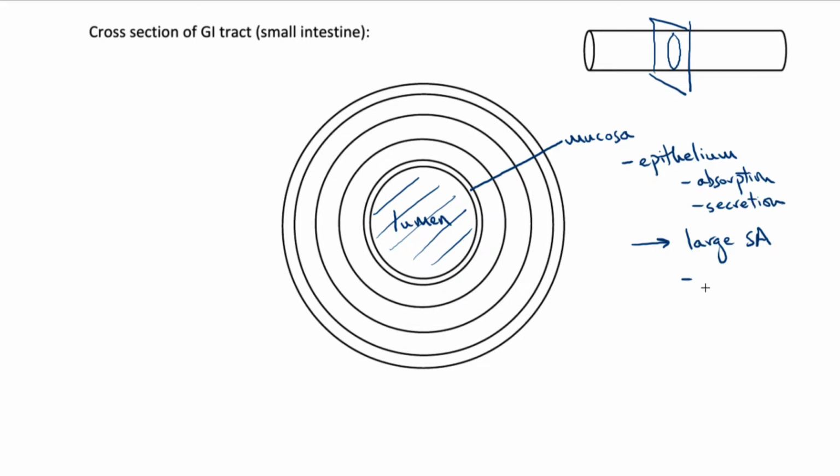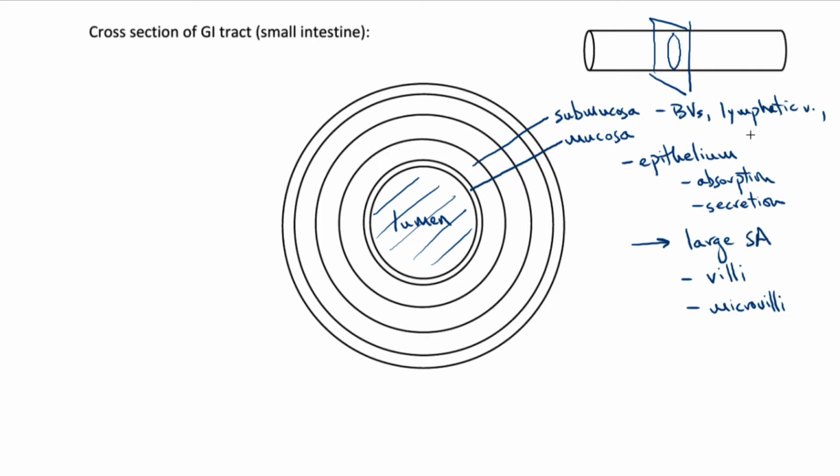And as we'll see in another lesson, that surface area is increased by villi, which are finger-like projections of the mucosa, as well as microvilli, which are little finger-like projections of the individual epithelial cells. So there's lots and lots of surface area because of those two things. So that's the mucosa, and then outside that, I guess, depending on which way you look at it, is the submucosa.